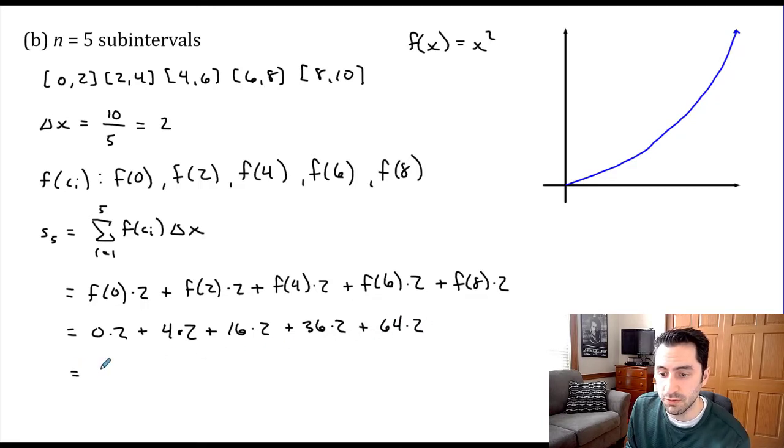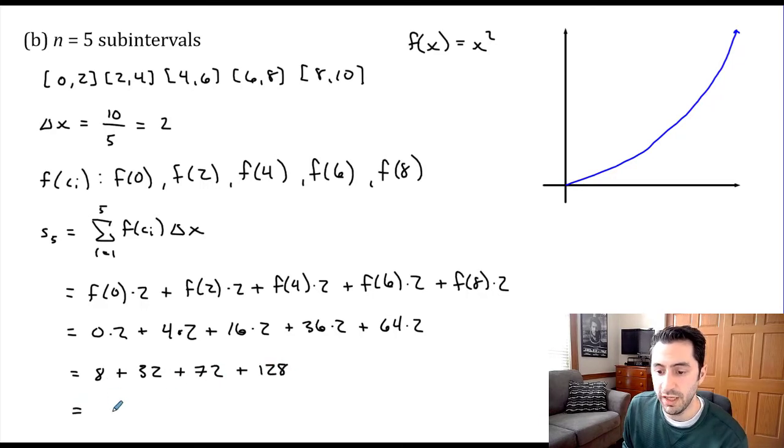So we have 0, plus 4 times 2 is 8, plus 16 times 2 is 32, plus 36 times 2 is 72, plus 64 times 2 is 128. Summing these all together, we get a total of 240. Our last one had a sum of 125, so this is increasing and we're getting a little bit better. Now let's take a look at what this would look like.